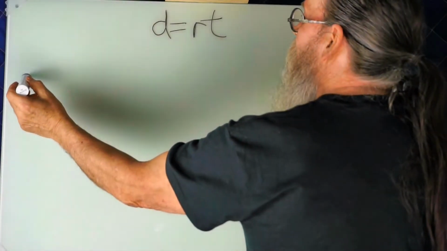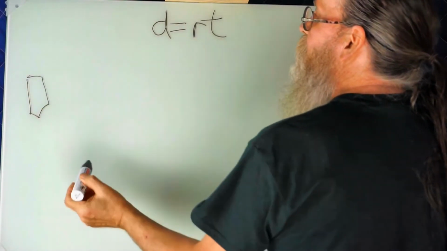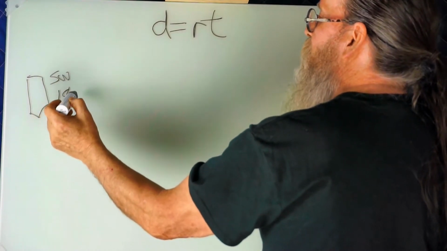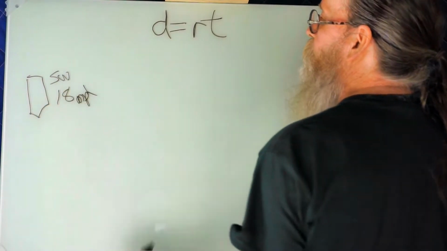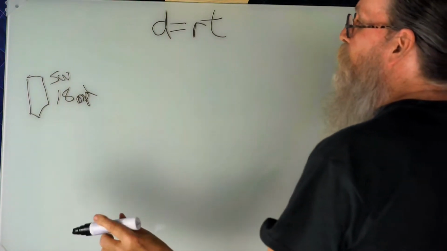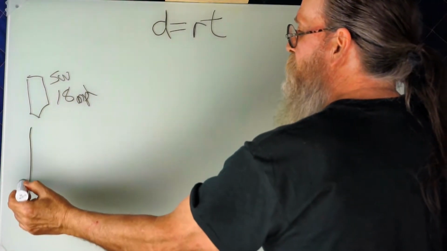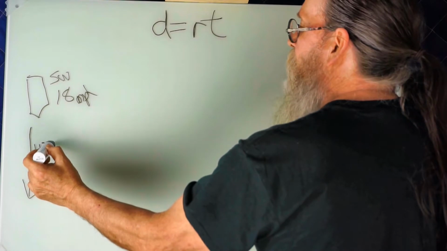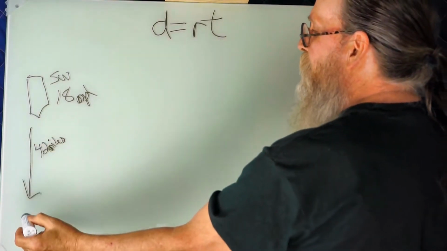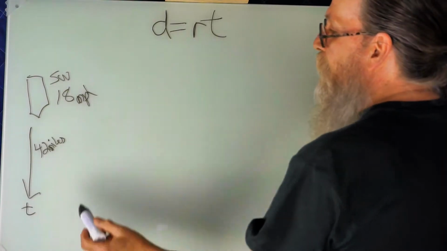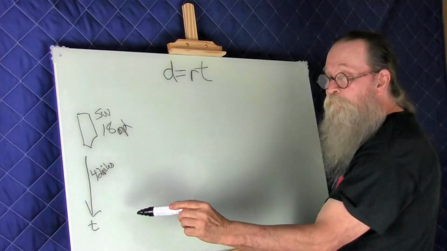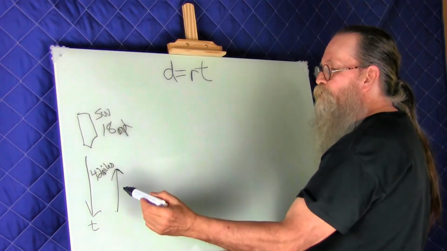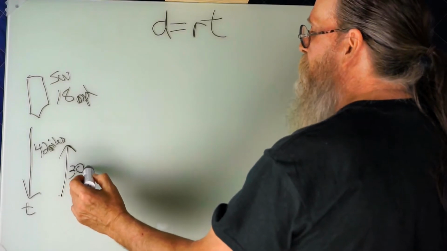Let's say that we have a boat, and in still water, the speed of the boat is 18 miles per hour. So that's the speed of the boat. And let's say the boat travels downstream 42 miles in a given amount of time. And in the same amount of time, that's critical, the same amount of time, the boat travels upstream only 30 miles.